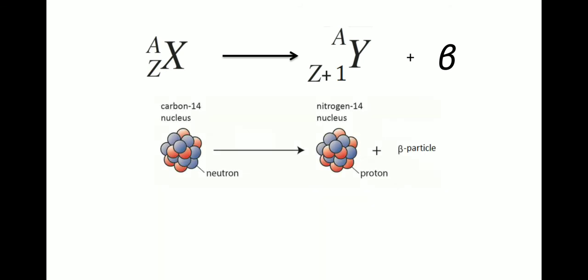Have a look at this example. In a carbon nucleus, after the beta particle is formed, a proton is added into the nucleus and thus the nucleus changes from carbon 14 to nitrogen 14. The mass number remains the same, but since one proton is added, the atom changes from carbon to nitrogen, but the mass number of both nuclei remains the same, 14 and 14. Here a neutron has been converted into a proton with the emission of a beta particle.